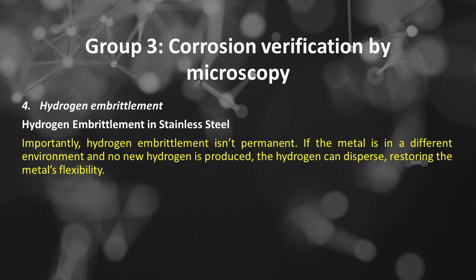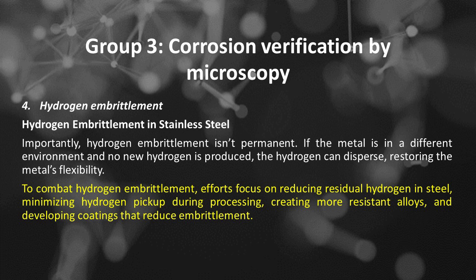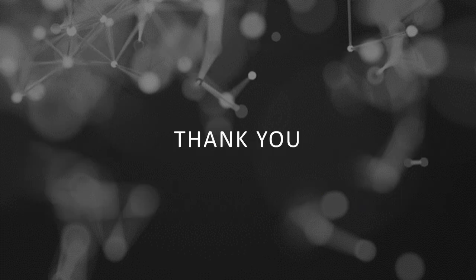If the metal is in a different environment and no new hydrogen is produced, the hydrogen can disperse, restoring the metal's flexibility. To combat hydrogen embrittlement, efforts focus on reducing residual hydrogen in steel, minimizing hydrogen pickup during processing, creating more resistant alloys, and developing coatings that reduce embrittlement.